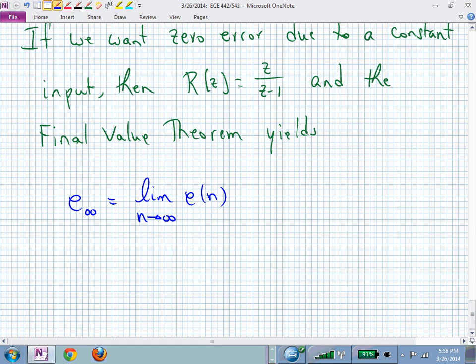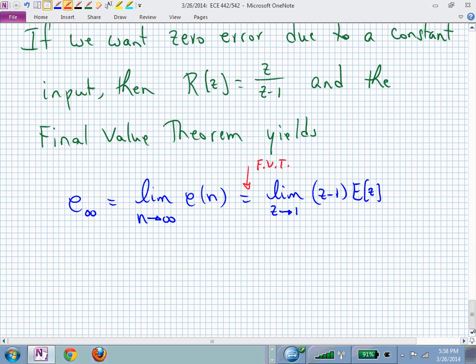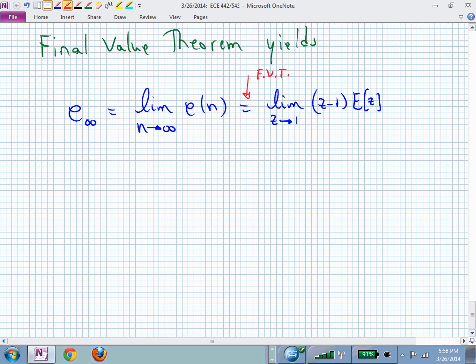So we are taking this all the way to infinity effectively, but we know that's not very far into the future, actually. By the final value theorem, that's the limit as z goes to 1 of z minus 1 times e of z. Here's where we're invoking the final value theorem, is that equality. Now let's see what that right-hand side does.